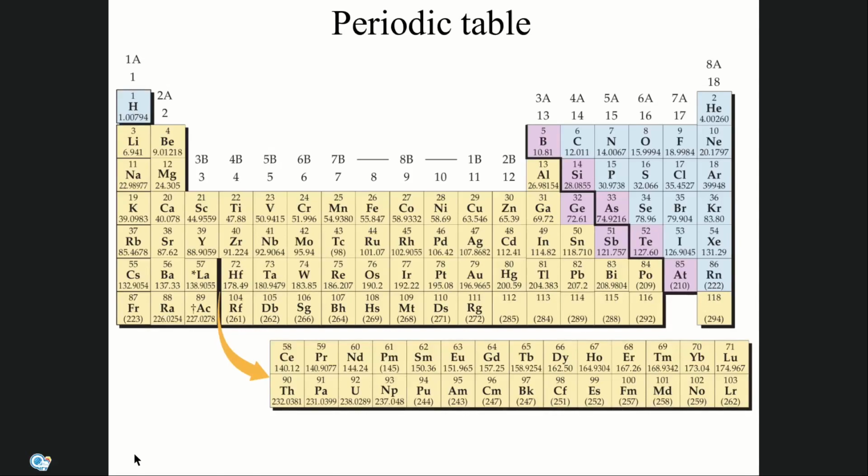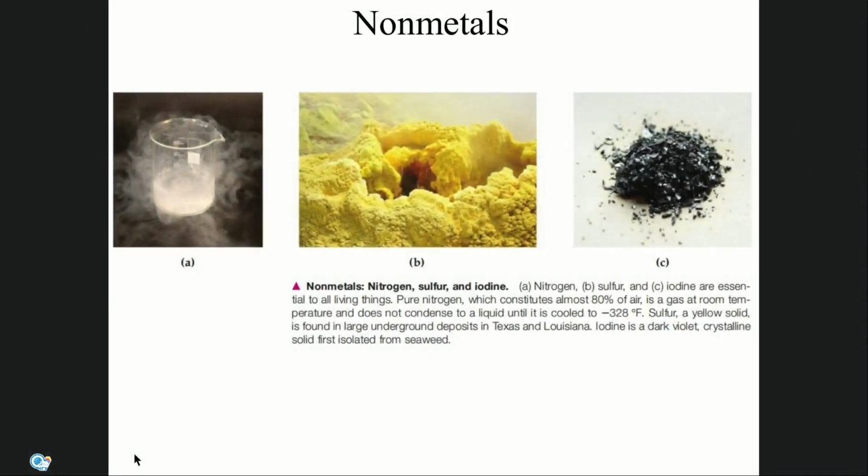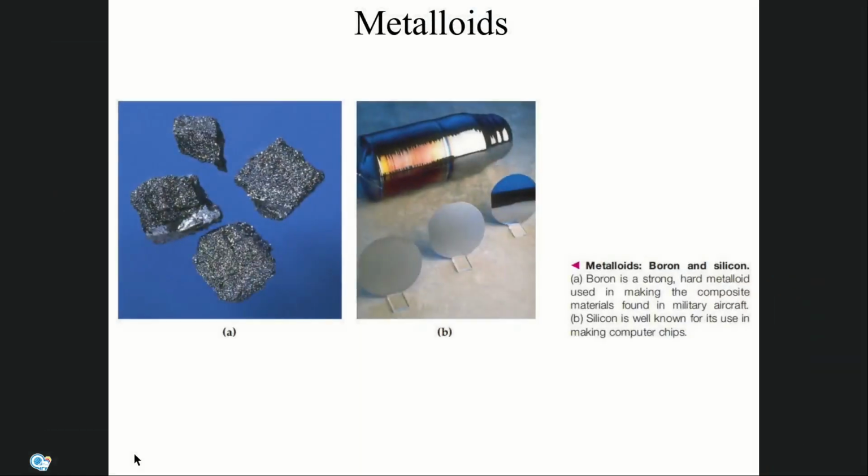About their appearance, examples of metals are gold, zinc, and copper. These are non-metals, an example of liquid nitrogen, sulfur, and iodine. And these are examples of metalloids, boron and silicon.